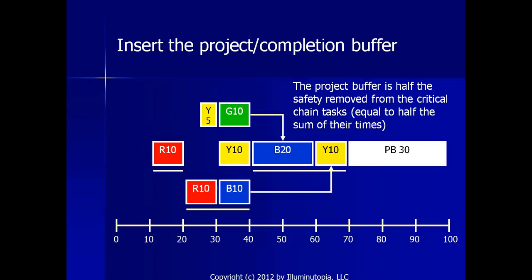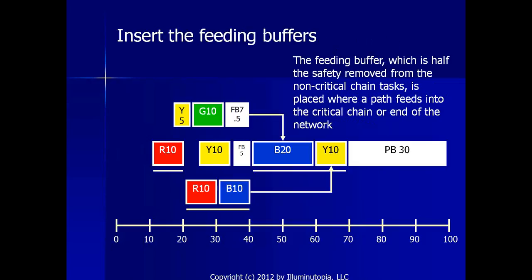Next, we need to insert the feeding buffers. Any place where a task or path feeds into the critical chain, we need to insert a feeding buffer. In the top path, the 2 tasks are times 15. So 15 was taken out of it in terms of safety removed, and cut that in half is a feeding buffer of 7.5. And the Y10 task has a 10 safety time removed from it. Cut that in half is 5, which gives us a feeding buffer of 5 before the B20 task. So this is actually the project plan now.